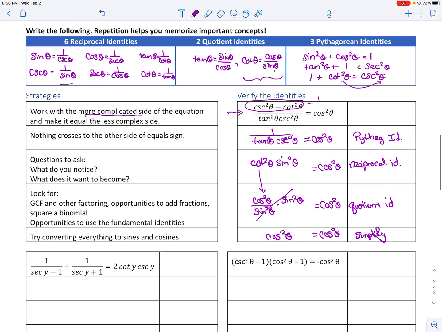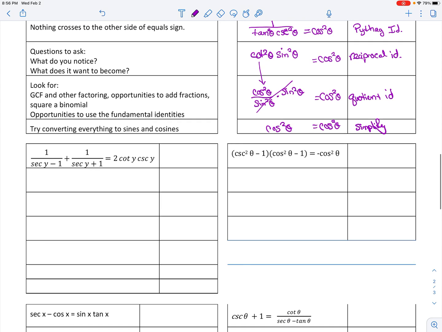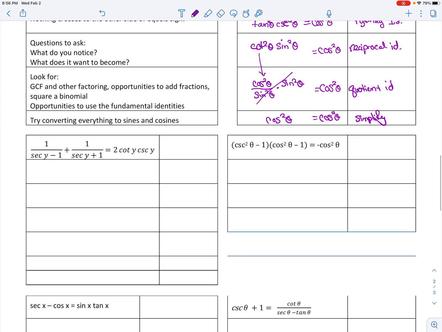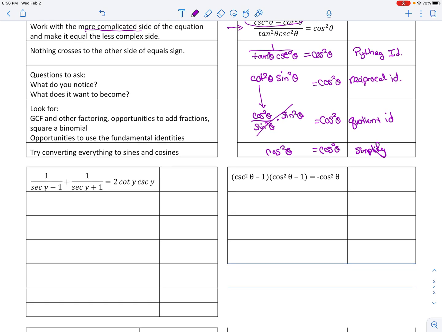Alright, so that wasn't too bad, so let's try another one. We're going to do the same kind of process. We're going to look and decide which side looks more complicated, and let's try to make that equal to the less complicated side. So I think you would probably agree that a fraction plus a fraction is more complicated than a number times two items. So we're going to try to make everything on the left look like 2 times the cotangent of y cosecant of y. So that's our goal.